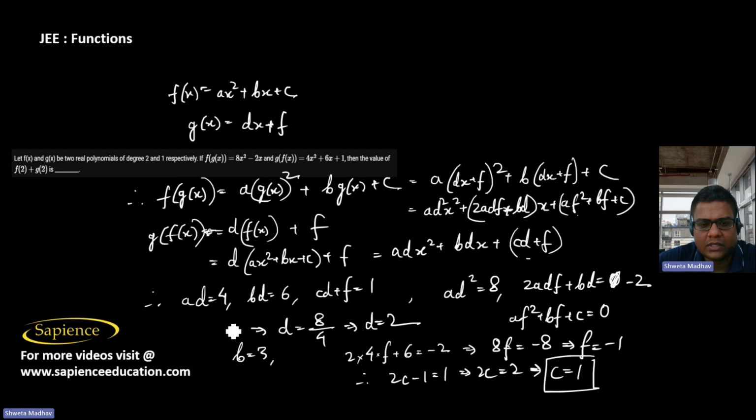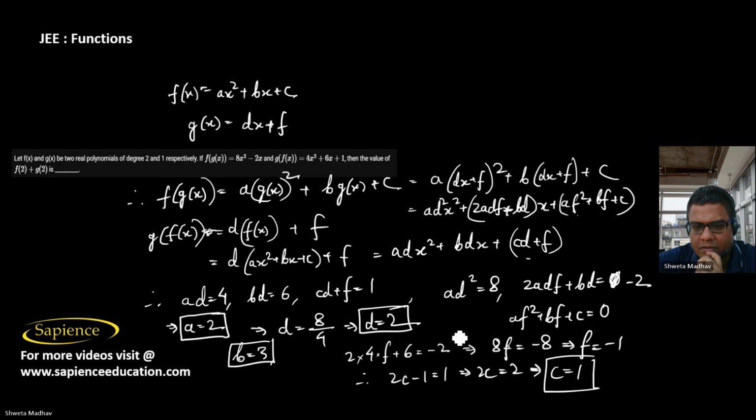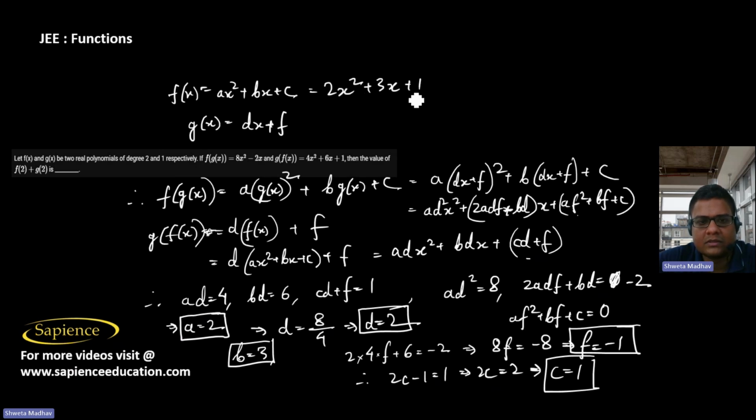Then D is 2, so A is also 2. A is also equal to 2. A is 2, B is 3, C is 1, D is 2, F is -1. So therefore, the function f of x, we can write that will be equal to 2x square plus 3x plus 1. And g of x, that is equal to 2x minus 1.